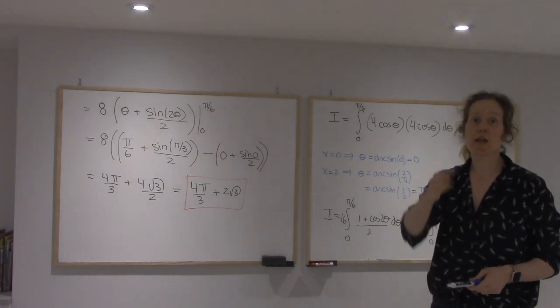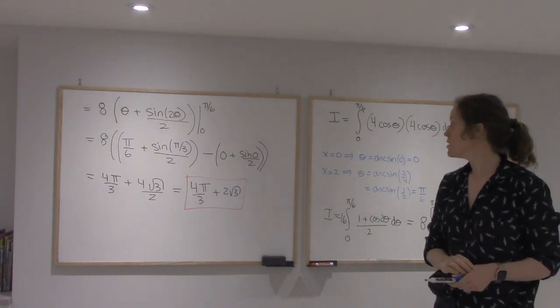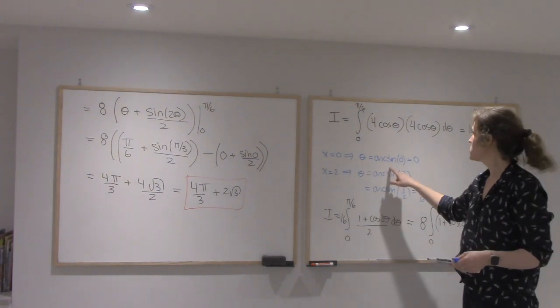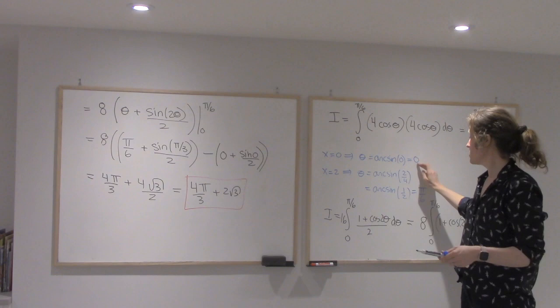Alright, so don't forget the mantra. If you change variable, you must change your bounds. So the bounds must follow the variable. So at the point where I go from x to theta, I need to change my bounds from 0 to 2 to 0 to pi on 6.